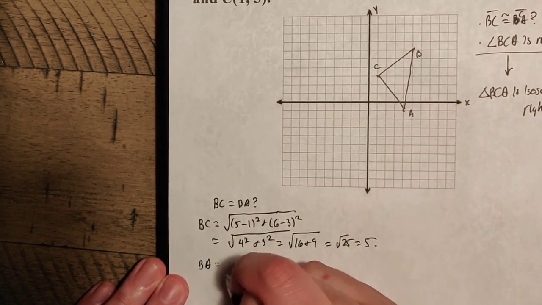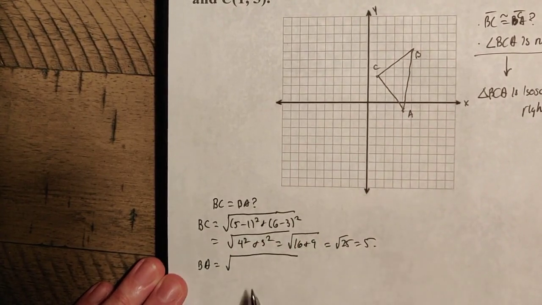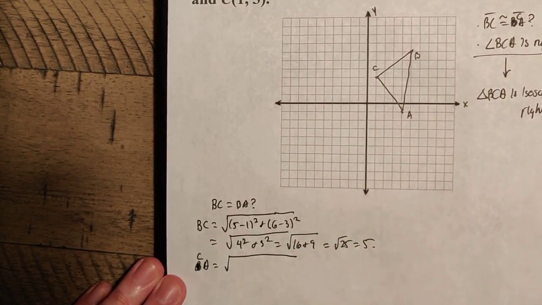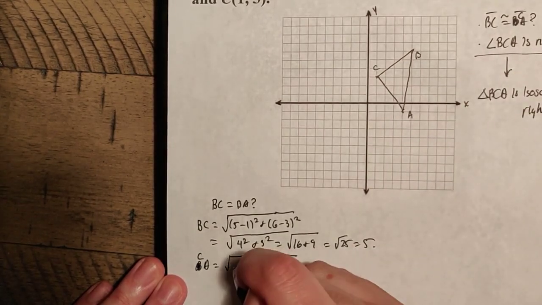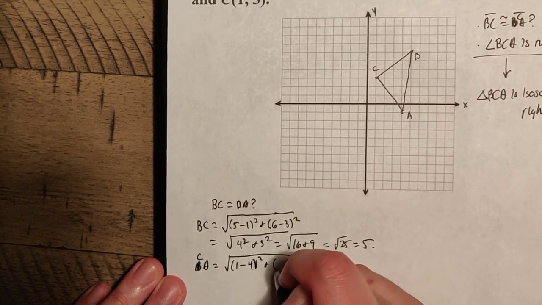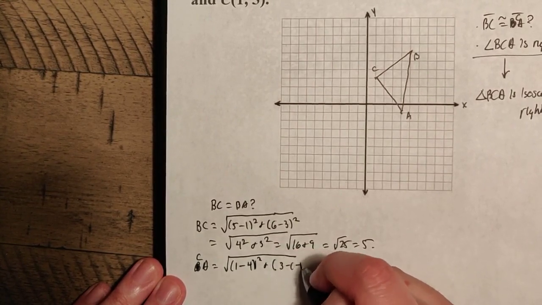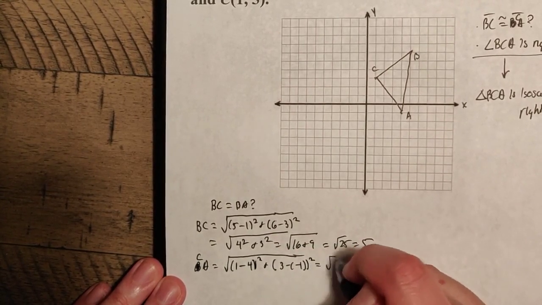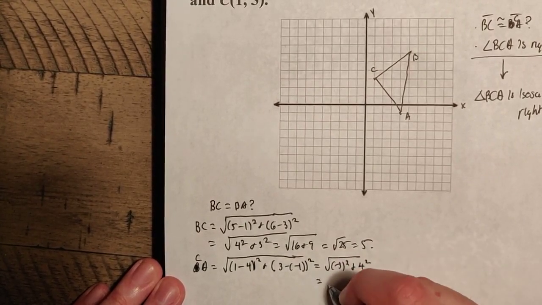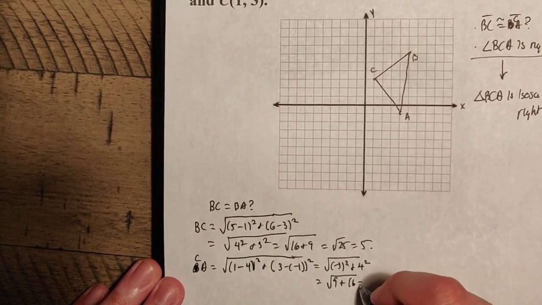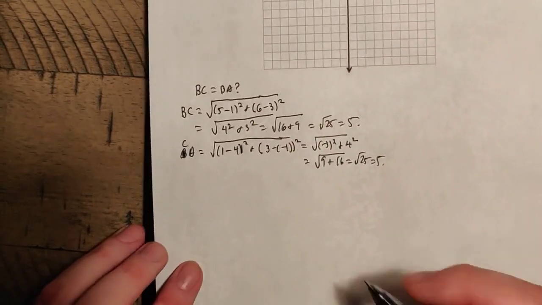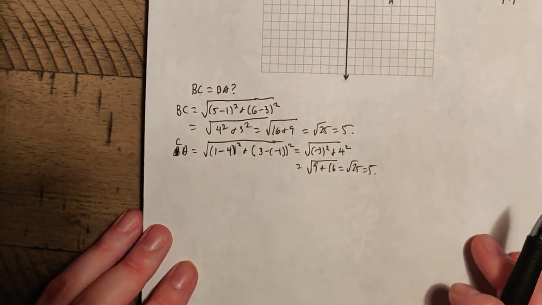Now we can try CA. I keep saying BA. I apologize, ladies and gentlemen. For CA, we can do the same thing here. It's going to be 1 minus 4 squared plus 3 minus -1 all squared. That's going to be -3 squared plus 4 squared, which in this case, again, is 9 plus 16. So you get the square root of 25, or 5 here. So what we have just shown is that BC and CA are the same.